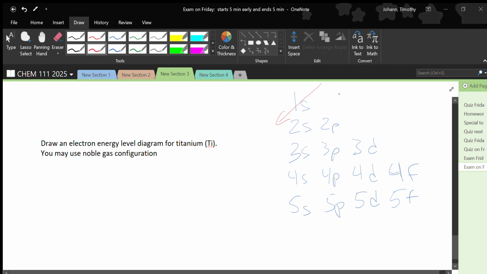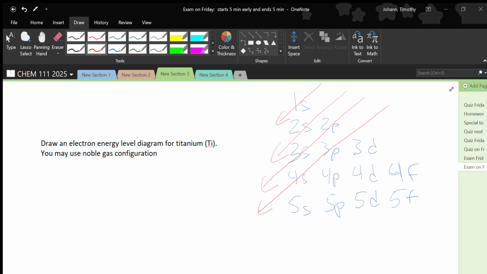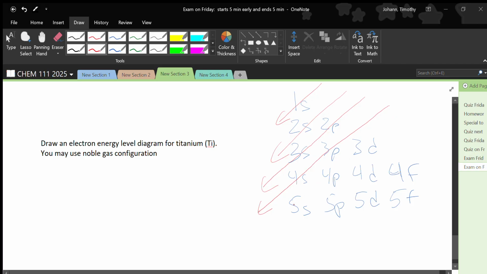So 1s, then I do my 2s, then my 2p, then my 3s, then my 3p, then my 4s. So this is how I know that my 3d comes after my 4s. Then I'm going to do my 3d, then my 4p, then my 5s. We're doing titanium, so we're in that first D block, so I don't need any more orbitals than that. Okay?